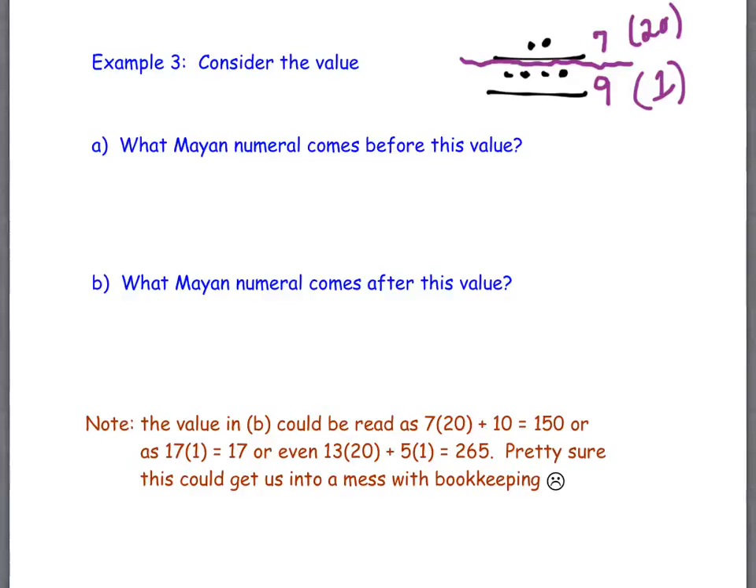Okay? All right, the two questions are just like before. What number comes before and what number comes after? Now, in this one, the number that comes before is the easier one.